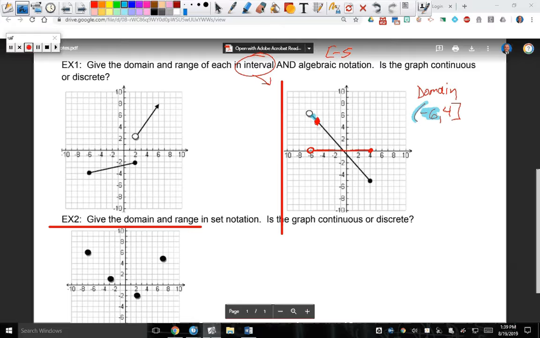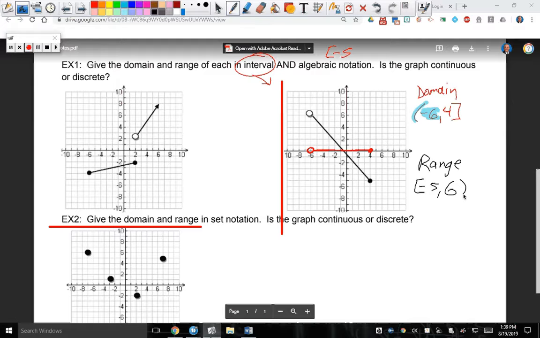Okay. Now let's look at the range. Sammy, go for it. How would the range be shown? -5. Yep, all the way to? 6. Yep. And is it bracket or parentheses at -5? Bracket. And then how about 6? Parentheses. Perfect.